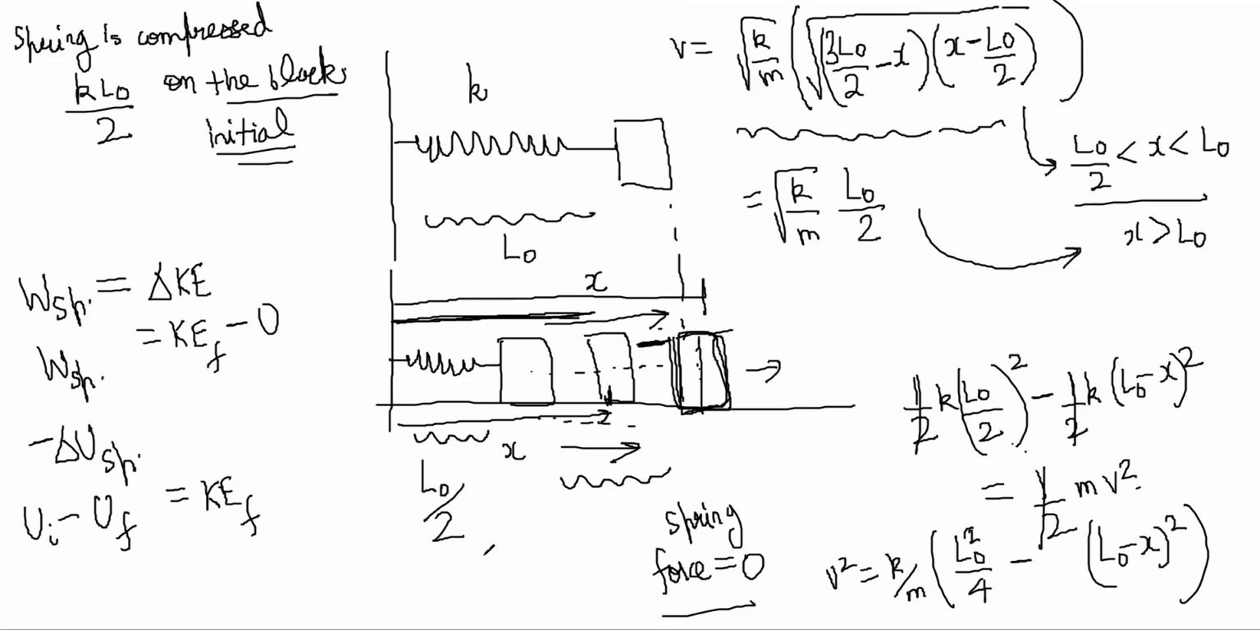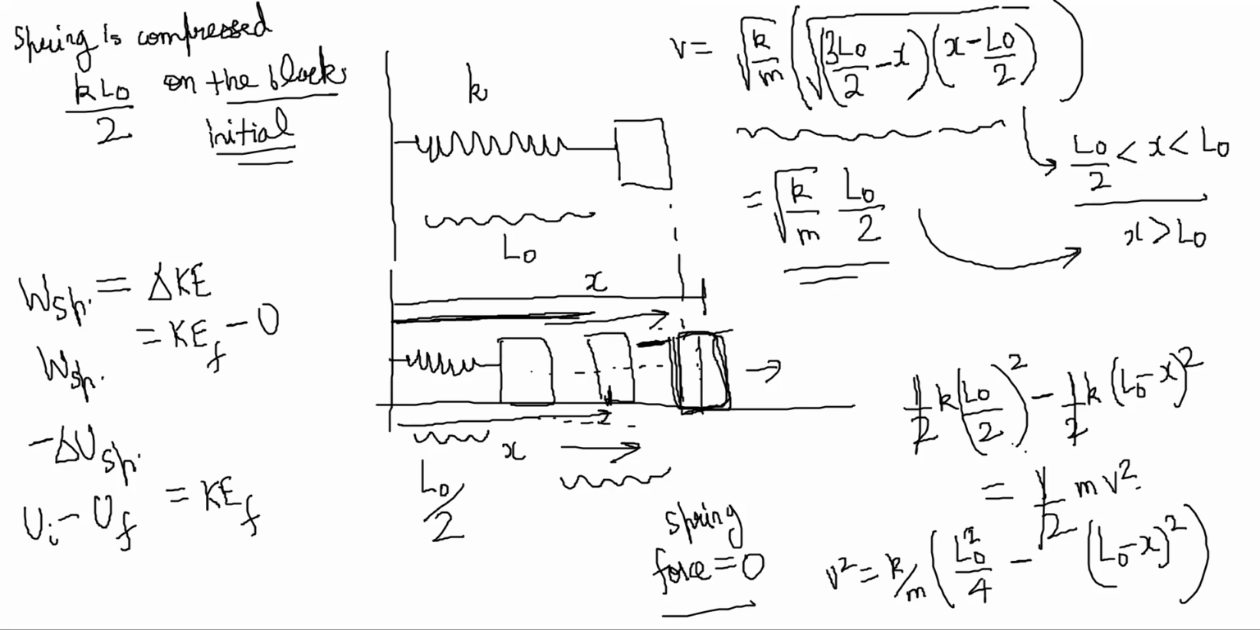So basically the velocity will be changing, and it will continue with this velocity afterwards, since it will be free, right? So it only varies from L naught by 2 to L naught, and then it stays the same.